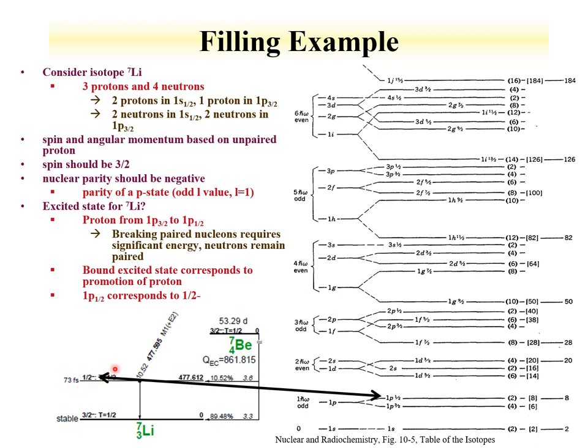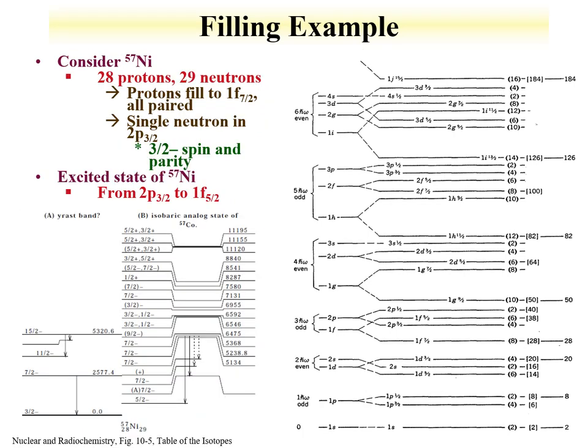The excited state's 1/2 minus, and it correlates with the shell model. We can now consider an example that's a little bit more complex than lithium-7. Let's consider nickel-57, which has 28 protons, 29 neutrons. So that odd 29th neutron is going to define the behavior of the nucleus.